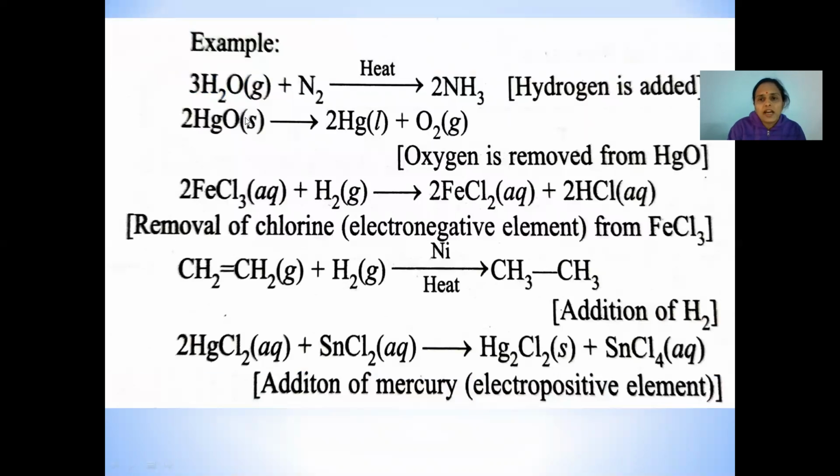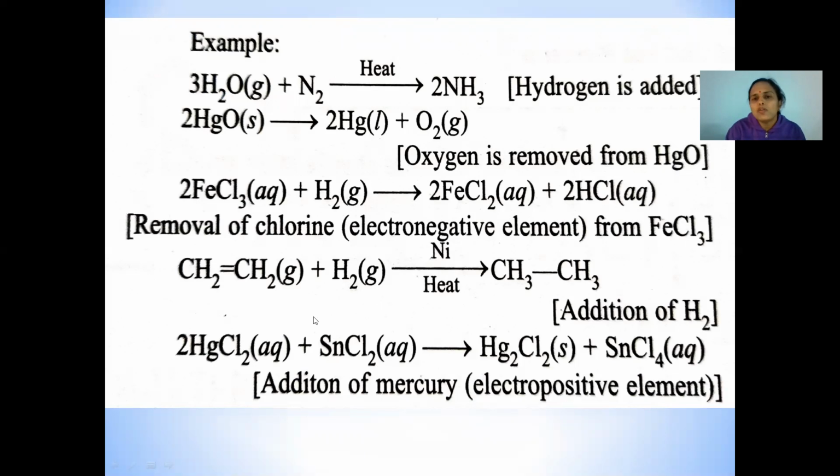You can see when hydrogen is added, 3H2 plus N2 gives 2NH3, or CH2=CH2 plus H2, in the presence of nickel as catalyst, gives C2H6. So this is addition of hydrogen, and this reaction is called a hydrogenation reaction. It takes place in the presence of nickel, platinum or palladium as catalyst, and it comes under reduction, addition of hydrogen.